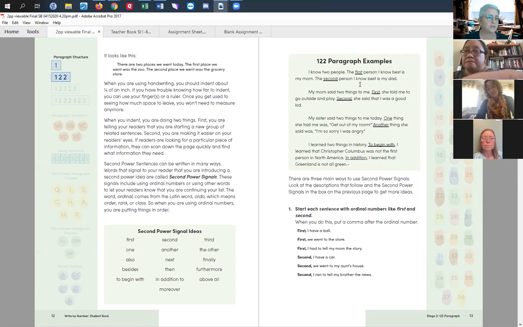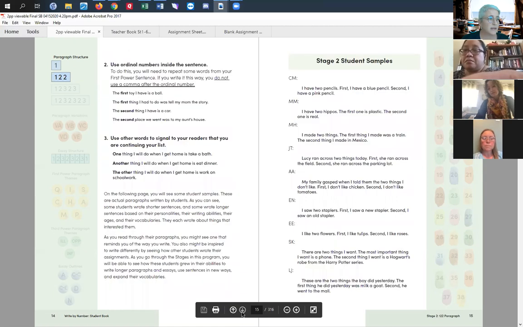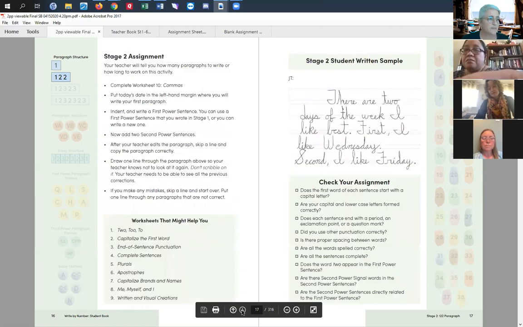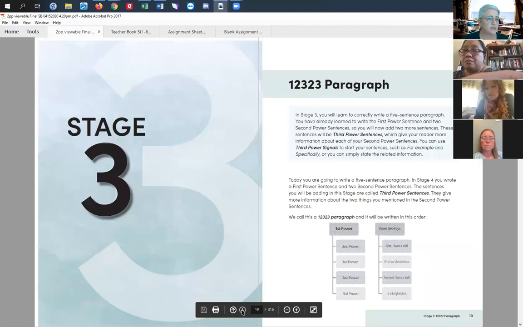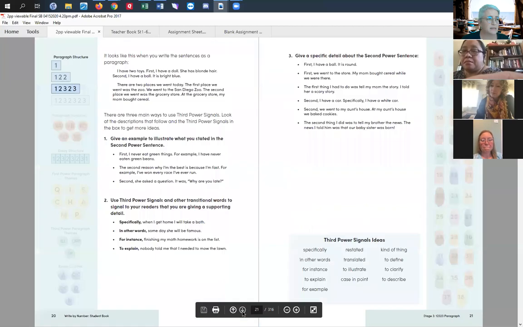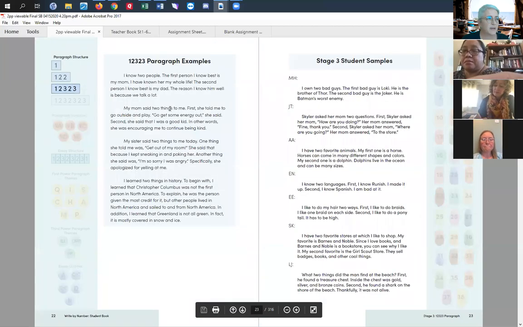Okay, so we have this 1, 2, 2 paragraph that they're writing, and again, you stay there till they can do it. I have student samples in the book. Check how to check your assignment, worksheet suggested. Then in stage 3, we add a third power sentence, which basically means this. Now it's a 5-sentence paragraph.